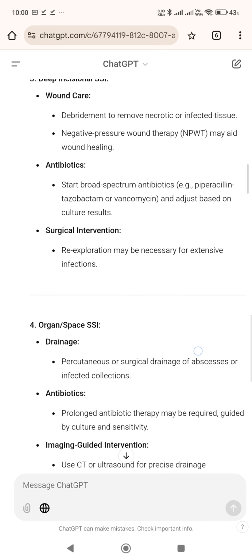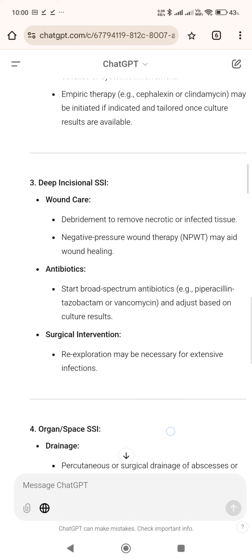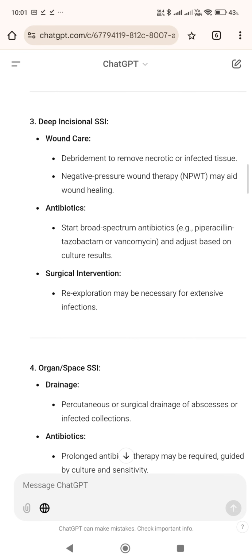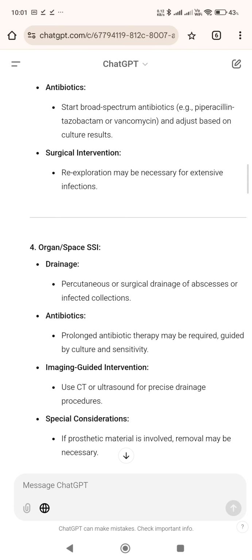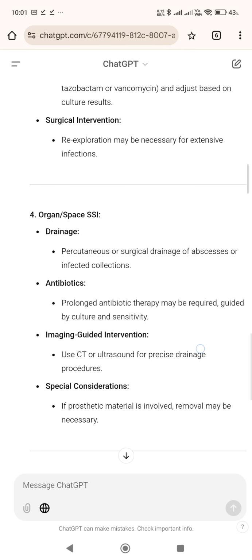3. Deep incisional SSI. Wound care. Debridement to remove necrotic or infected tissue. Negative pressure wound therapy, NPWT, may aid wound healing. Antibiotics. Start broad-spectrum antibiotics, e.g. piperacillin tazobactam or vancomycin, and adjust based on culture results. Surgical intervention. Re-exploration may be necessary for extensive infections.